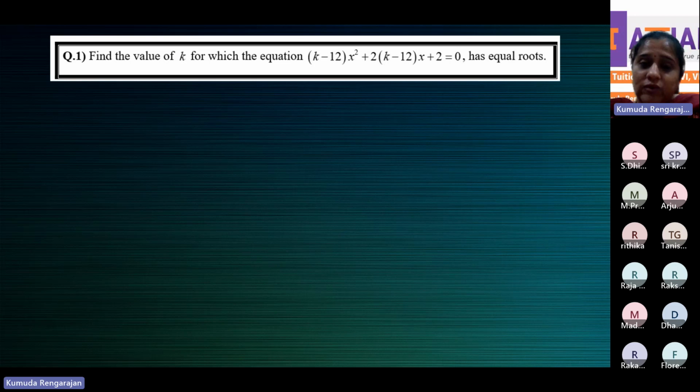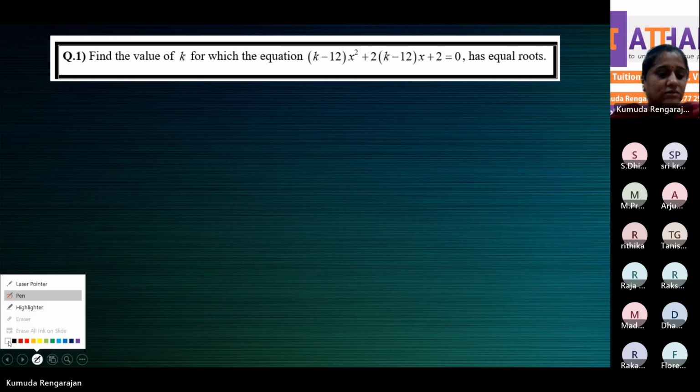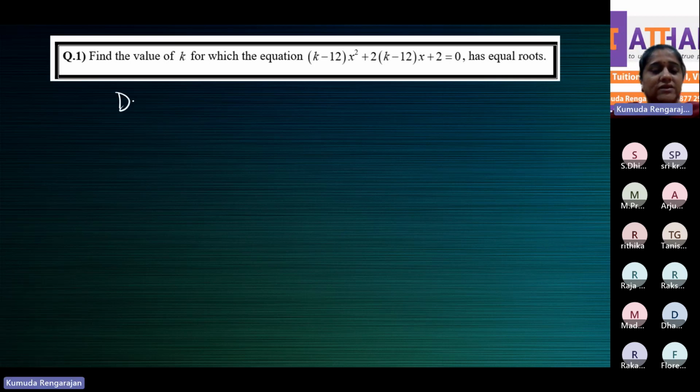Quadratic equation, equal roots, for which the equation has equal roots. The equation has equal roots is given to you. Find k. Do this, children. I'll just help you to. You should start like this. That's all. Do this.